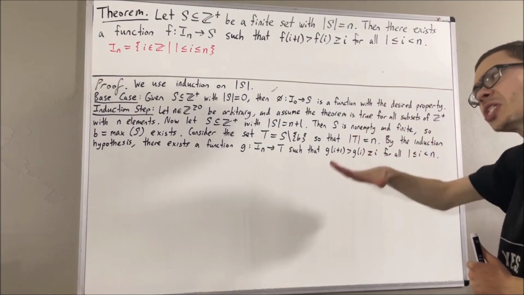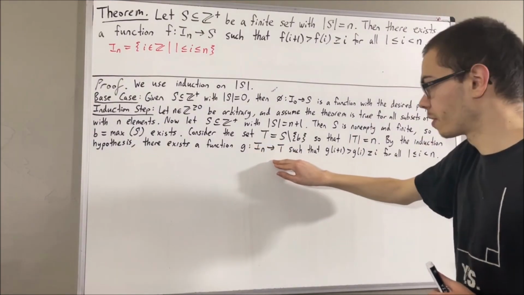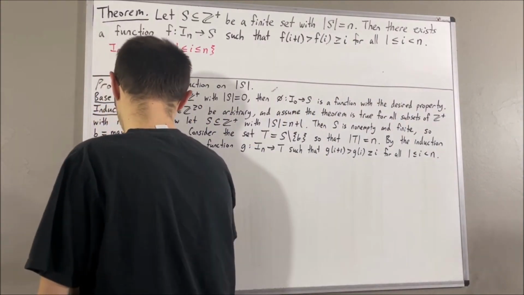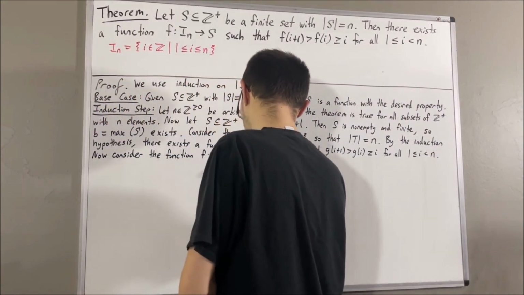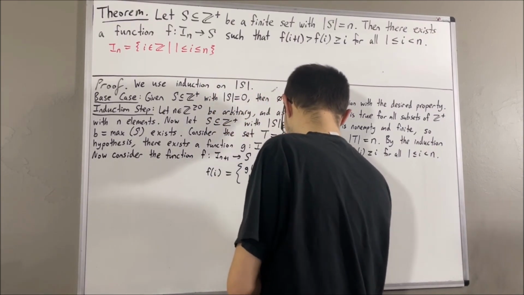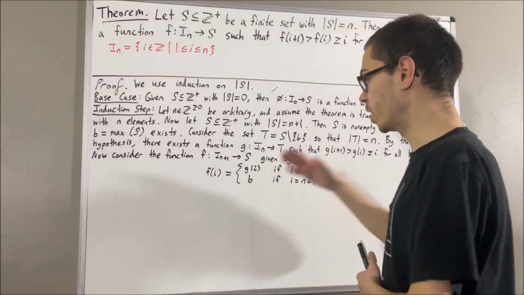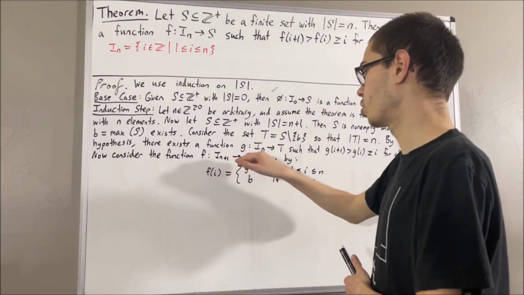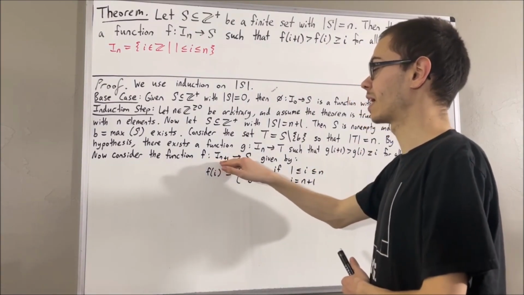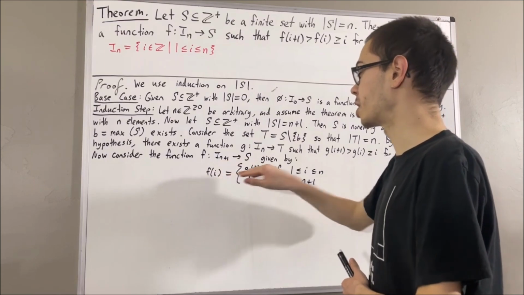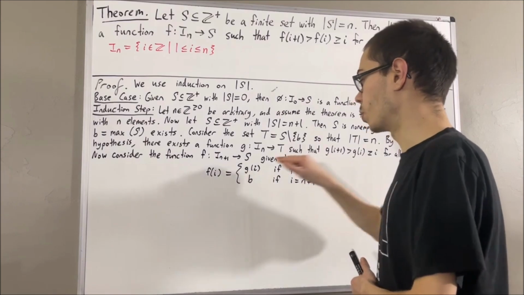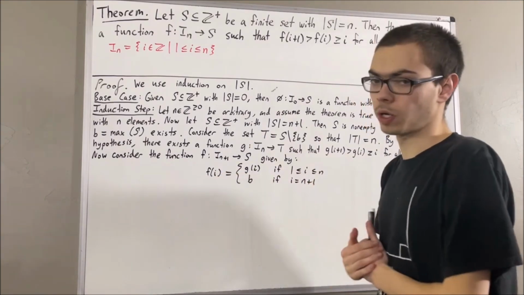The function is essentially going to be g with b added onto it. We consider the function f from I_{n+1} to S, and it's defined as follows. Given any integer i in I_{n+1}, we will assign f(i) to g(i) if i is between 1 and n. Otherwise, we will assign f(i) to b if i is equal to n+1.